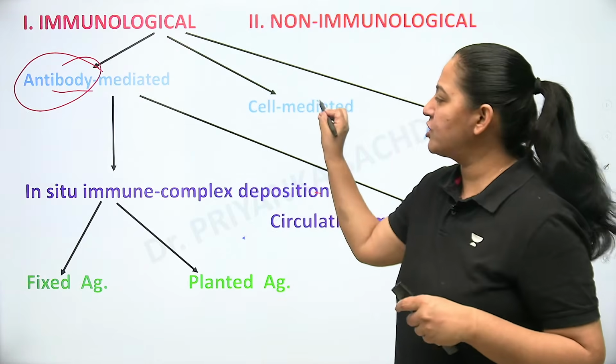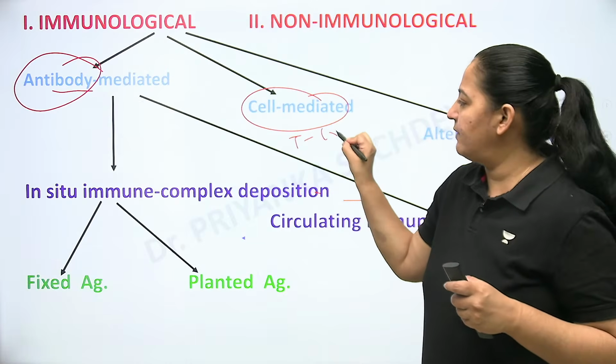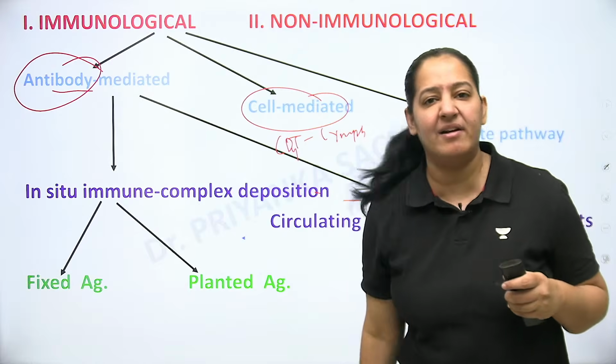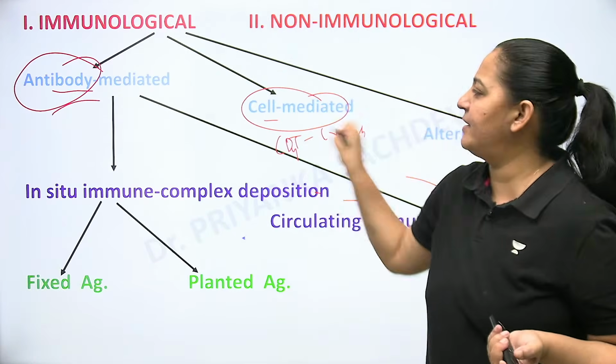Or else the injury is caused by T lymphocytes, killer T cells. T lymphocytes will cause the injury. CD4 T cells, that is killer T cells. That is cell mediated injury. So this is humoral immunity. This is cell mediated immunity.